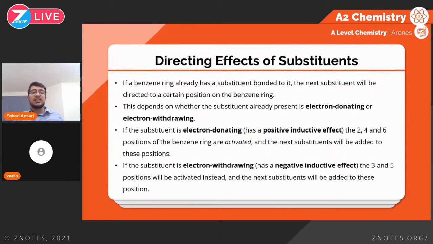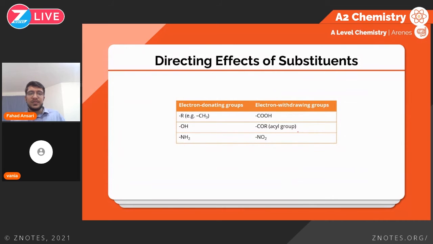Right. So now the last thing that we're going to be looking at is the directing effects of substituents, right? So some substituents are going to be electron donating and some are going to be electron withdrawing, right? And as a result, the next substituent that comes in, the second substituent, will choose a carbon atom depending on the first substituent and its nature. So we have some electron donating groups, for example. We have R, which is basically an alkyl group, right? And we have OH, and we have NH2. These are examples of electron donating groups.